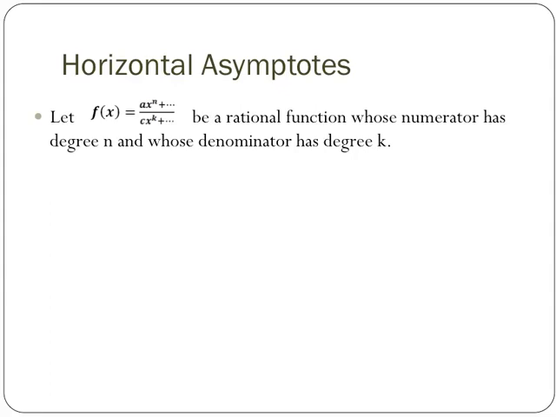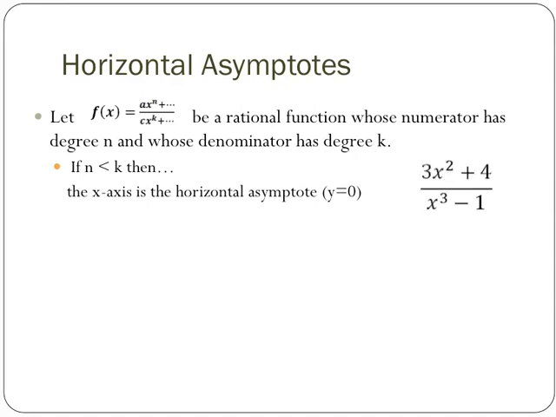So if n is less than k, then the x-axis is the horizontal asymptote, so y equals 0. So for example, here we have (3x squared plus 4) over (x cubed minus 1). Right away you know that the horizontal asymptote of this function is y equals 0.